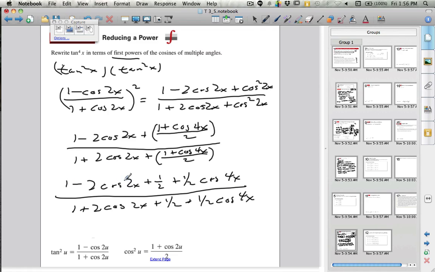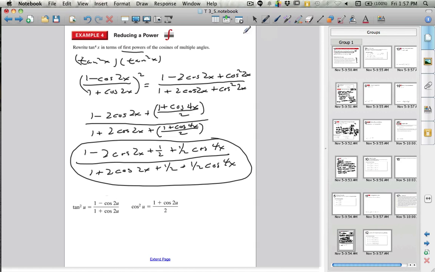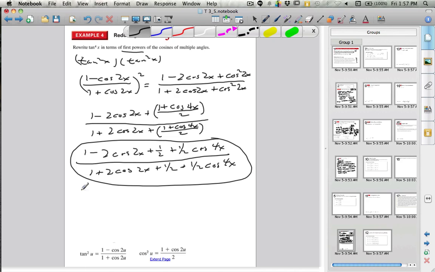And we could combine the 1 and the 1/2 if we wanted to, but this is now there. We wanted first powers of cosines, and that's what we've got. If I want to make this a little bit simpler, I could also factor a 1/2 out of each of the terms. And in fact, that would be much simpler because the 1/2 will cancel.